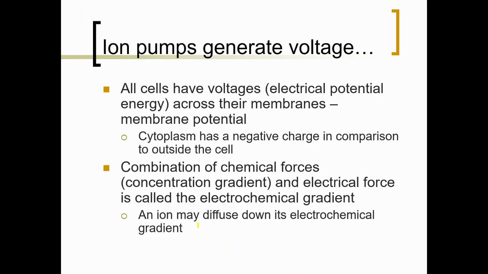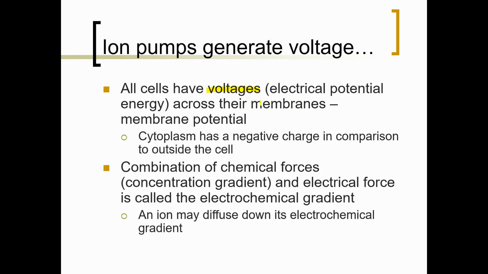Now, something else to understand a little bit here, and we'll explain this more when we get to cellular respiration, but all membranes have a voltage, okay? There is a difference in charge across the membrane. So just like there can be a concentration gradient, where there's a difference in concentration, there can also be a difference in voltage or charge, and that's what we call an electric gradient.